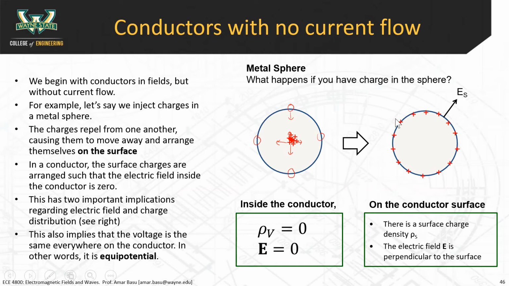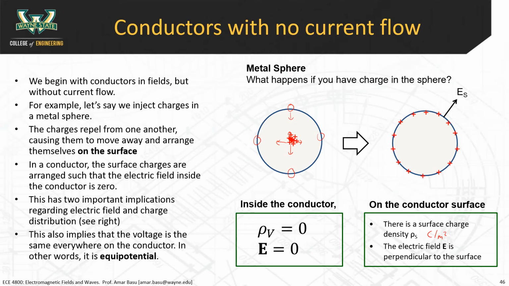All right, next, on the conductor surface, there's a surface charge density rho sub s, whose units are coulombs per meter squared. Charge per unit area. And the electric field here is perpendicular to the surface. Wherever you have these charges, you are going to have an electric field pointing away from that charge, and that's the reason the electric field lines point outwards.